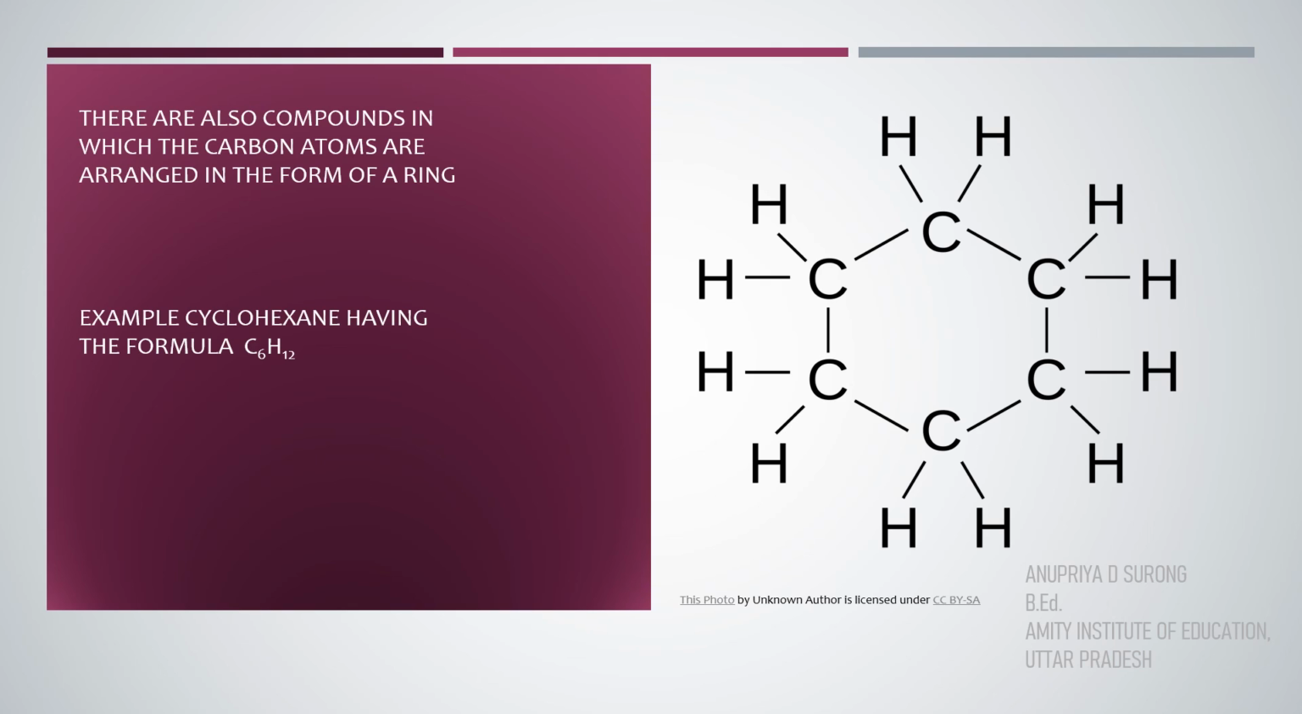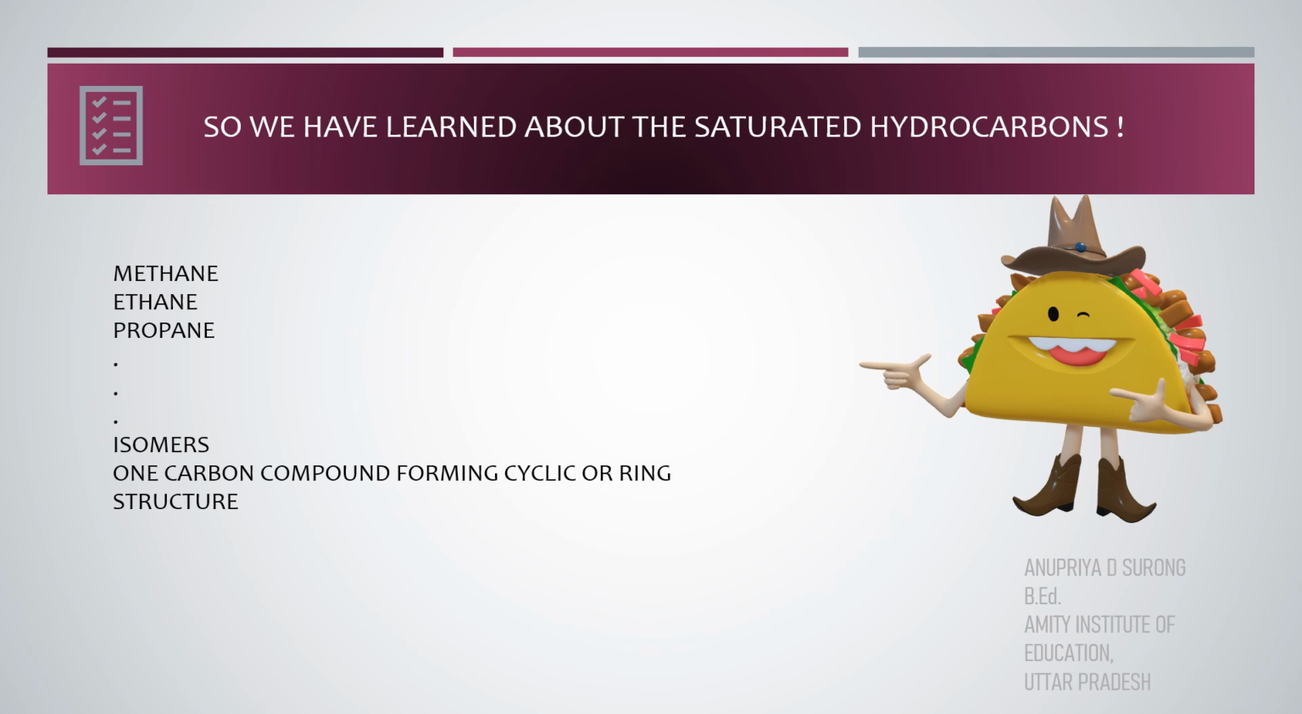Students, there is another carbon compound which forms a cyclic or a ring structure, and its name is benzene. So your task is to find out whether benzene is saturated or unsaturated. So we have learned about the saturated hydrocarbons like methane, ethane, propane. The next 3 you are going to find out. Then we also learned about isomers and also 1 carbon compound forming cyclic or ring structure, that is cyclohexane. Till then, study well, take care, bye.